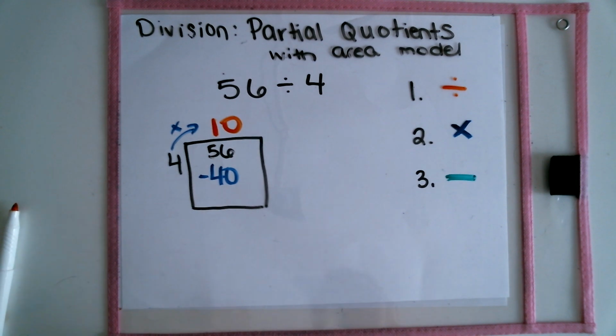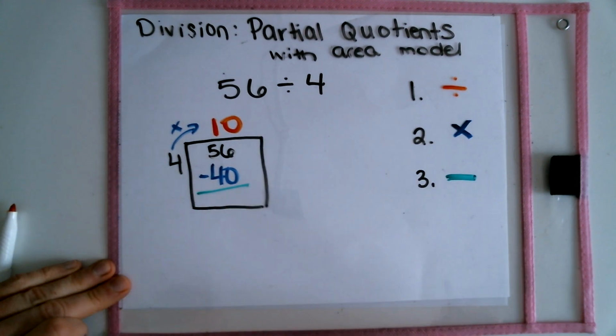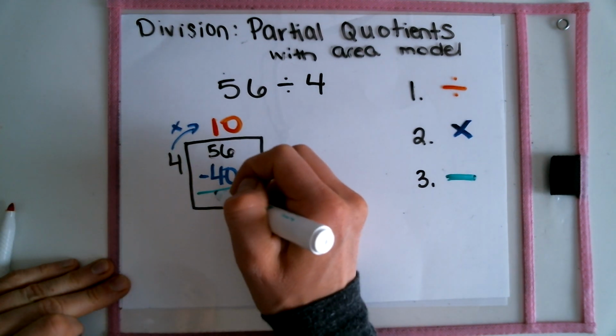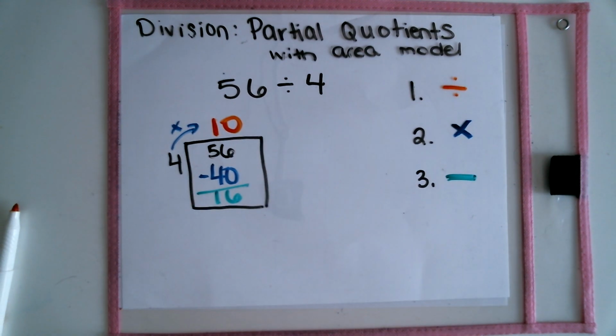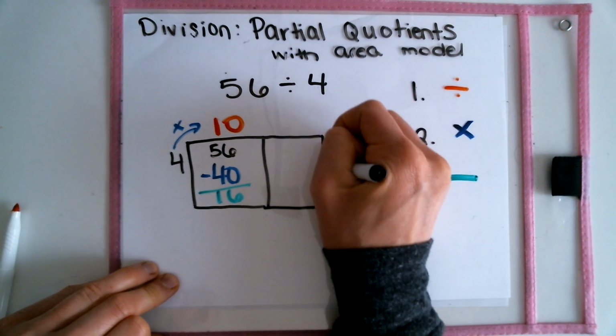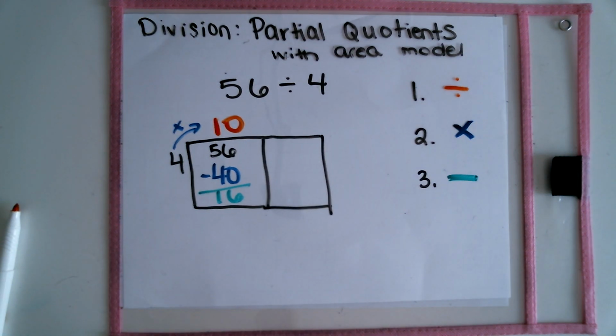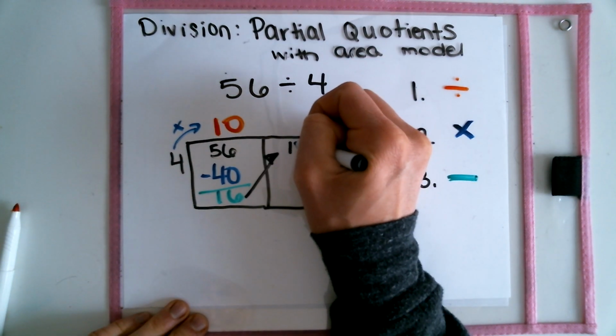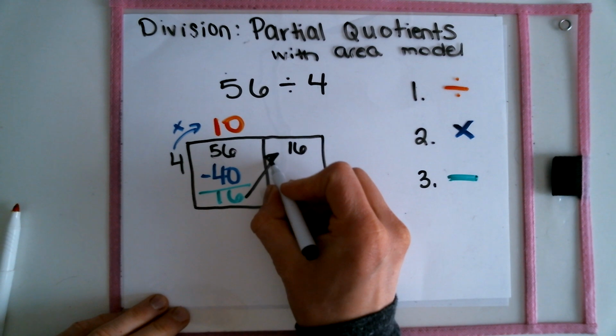Now I need to subtract and figure out what that is equal to. 56 minus 40 is 16. Now I have 16 left over and I need to do something with this 16. So what am I going to do? Well, I have to make another box because I'm still dividing. So I'm going to take this 16 and bring it up here. It comes over to my next box.